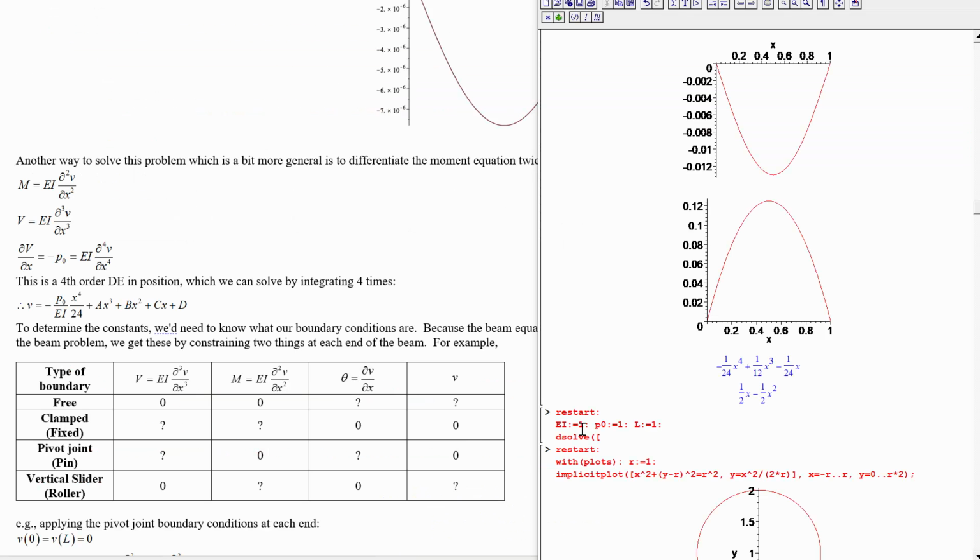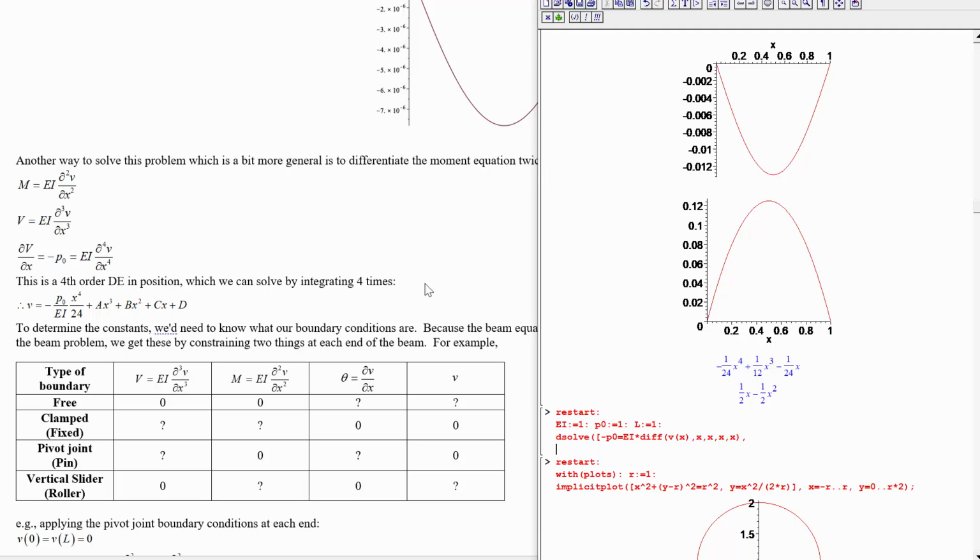So back to topic 8, what we can do is say dsolve of the beam equation, negative P naught is equal to EI times the fourth derivative of v with respect to x, which we can write by diff of v at x with respect to x, x, x, and then x, a fourth order differential equation. And we're going to solve this subject to the initial conditions, or in general, really boundary conditions.